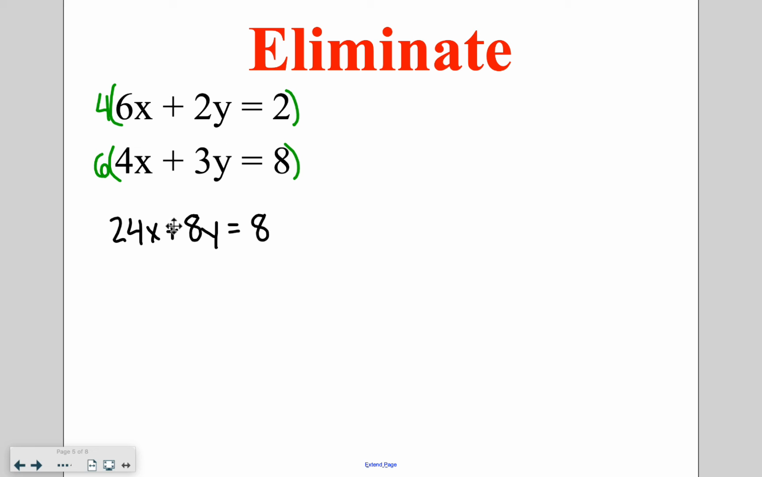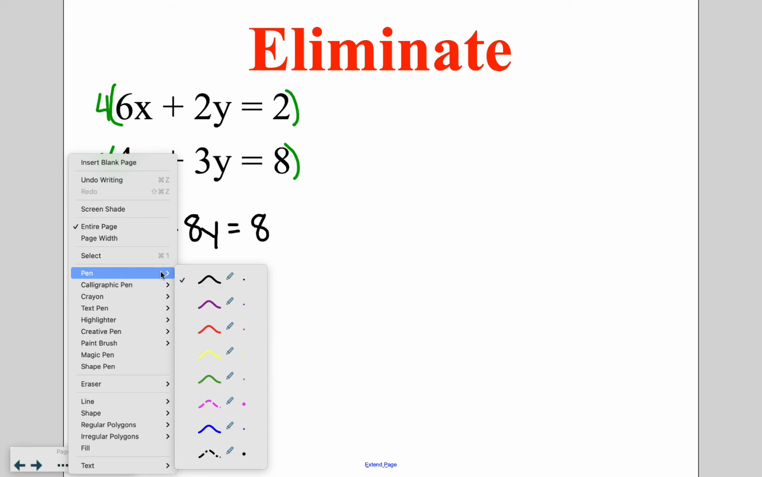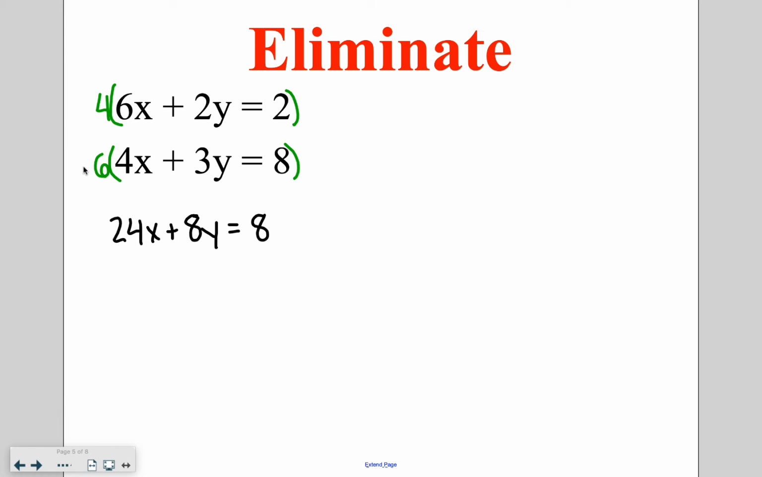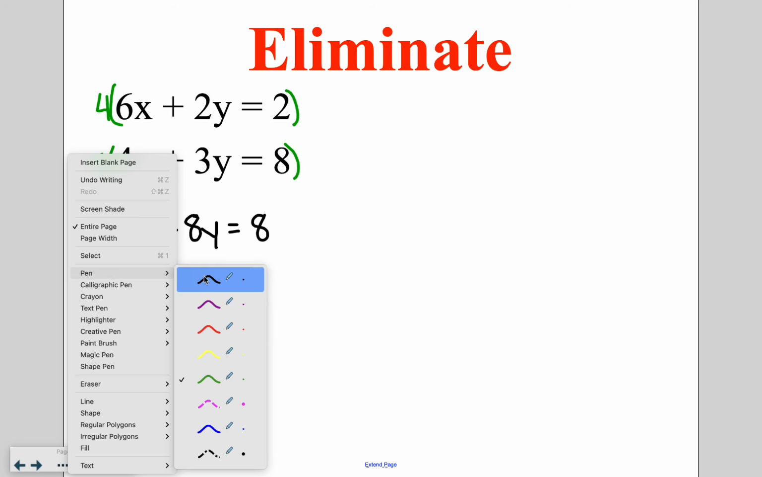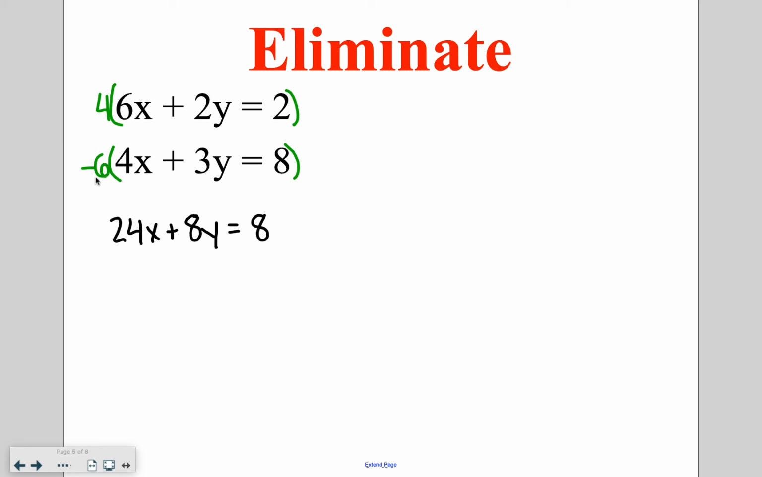So I multiplied everything by 4. And on this second equation, I'm just going to show you this time, I could multiply this instead of +6. I'm going to choose a -6 so that I can add my expressions. So -6 times 4x is going to give me -24x. -6 and +3 is going to give me a -18y. And then -6 and +8 is going to give me a -48.